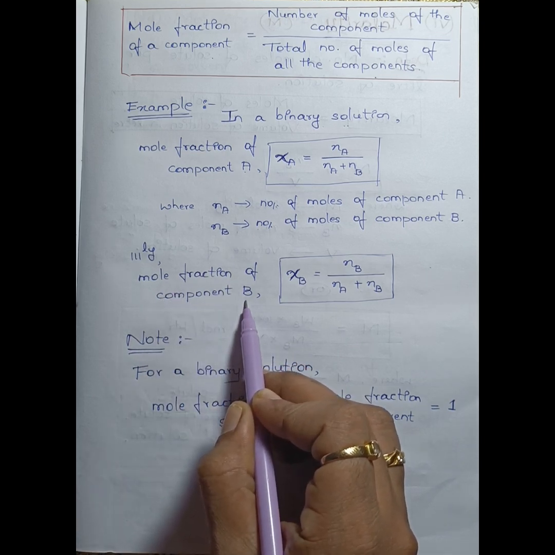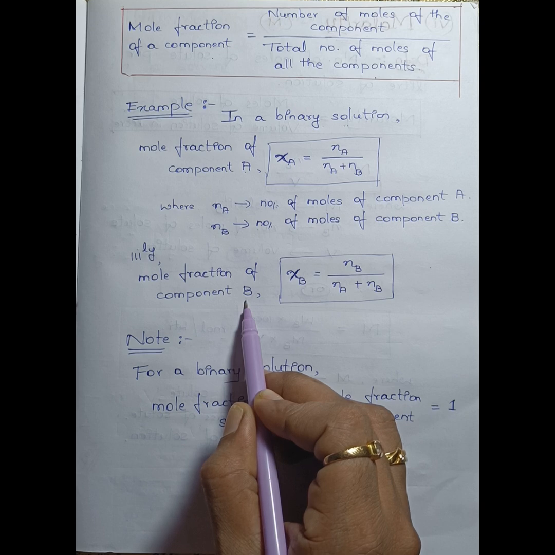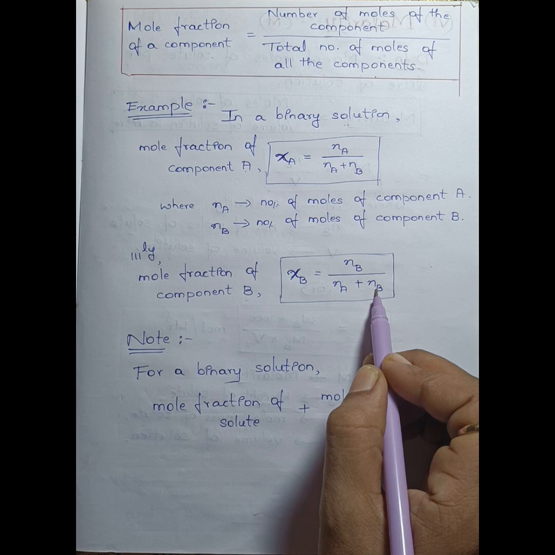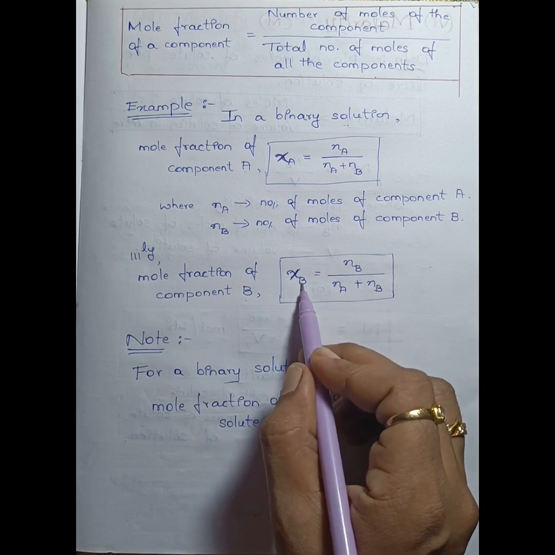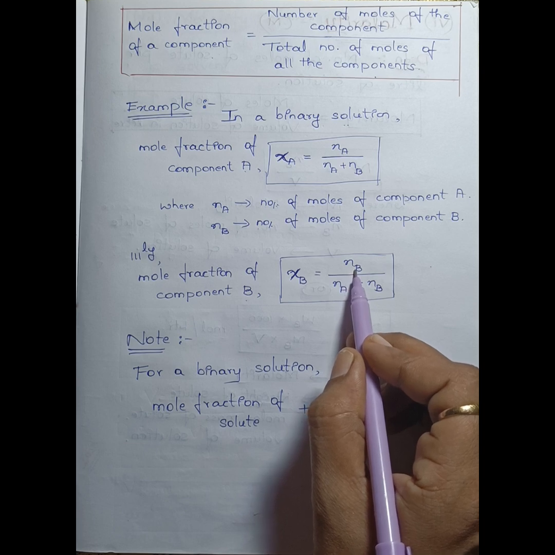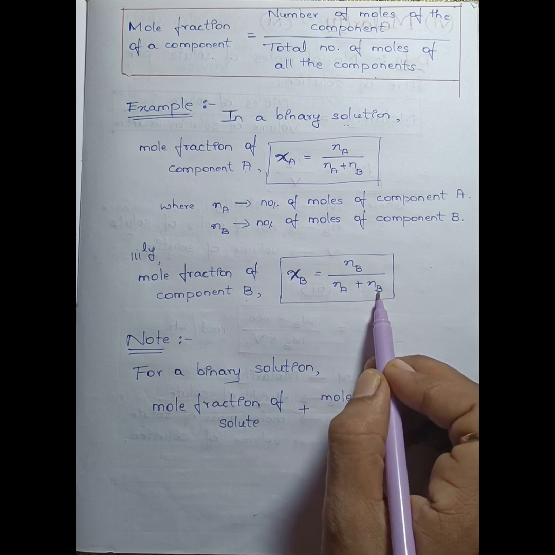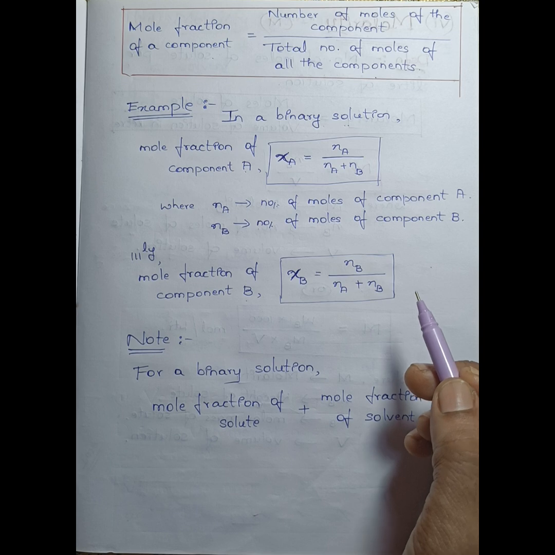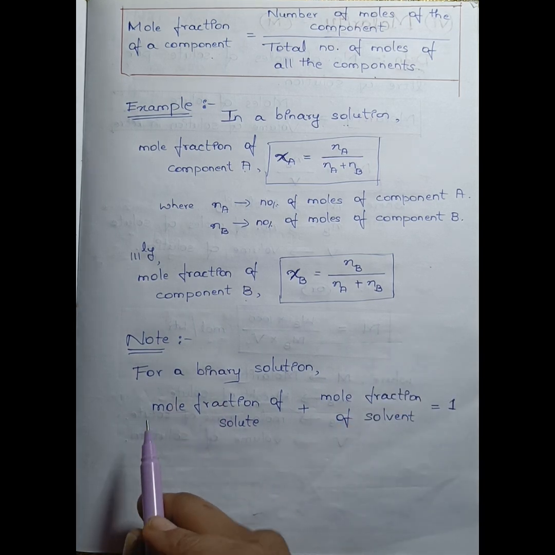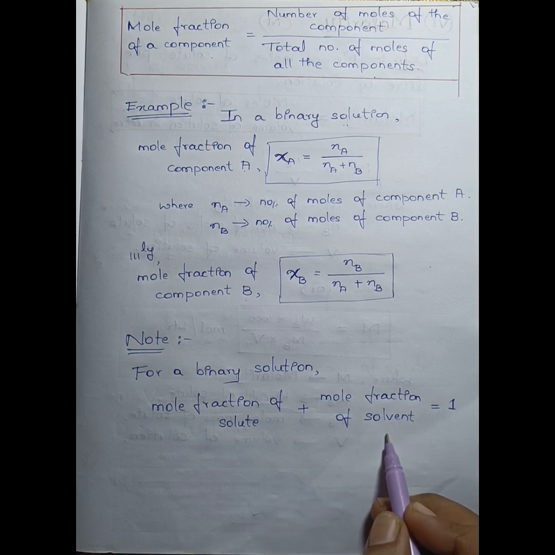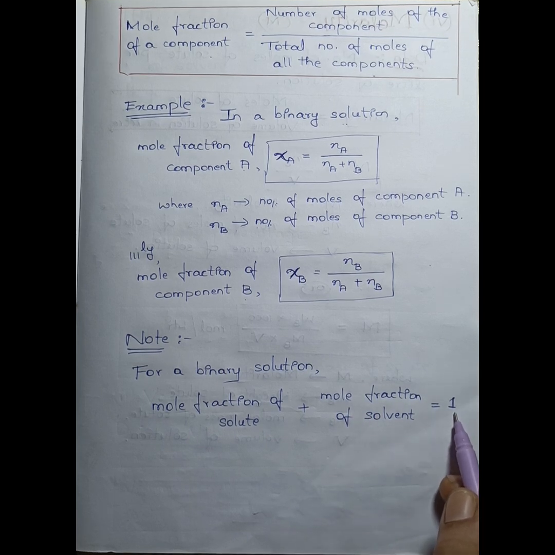Similarly, now we need to find the mole fraction of the next component. That is chi B is equal to Nb by Na plus Nb, where chi B is the mole fraction of component B, Nb means number of moles of component B, and Na means number of moles of component A, plus number of moles of component B. Take this note, guys: for a binary solution, mole fraction of solute plus mole fraction of solvent will always be 1.